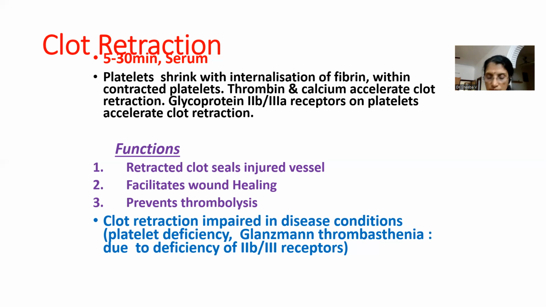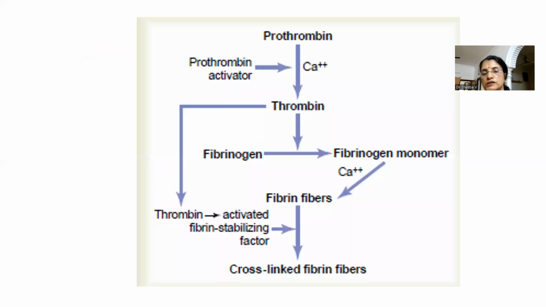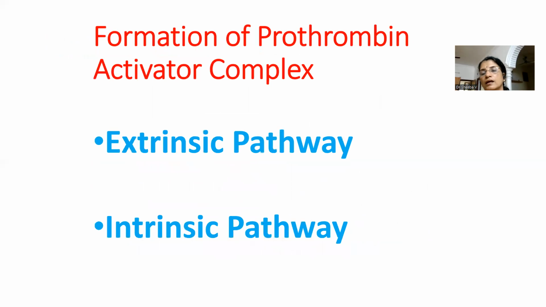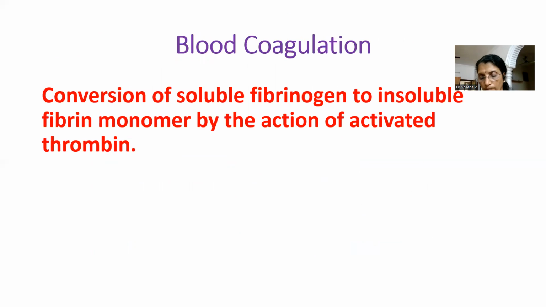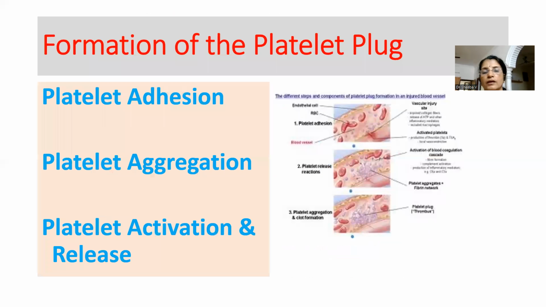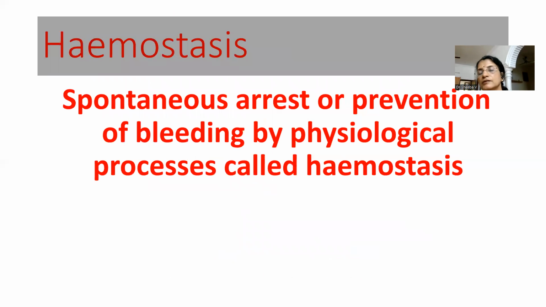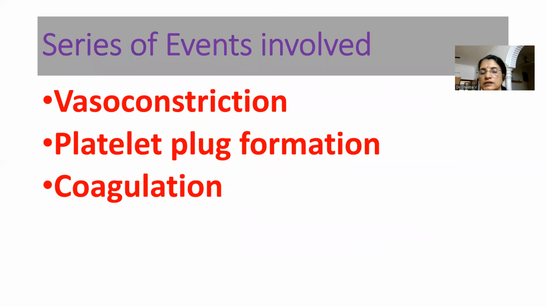Once more, hemostasis is the prevention of loss of blood when an injury occurs. Hemostasis can be defined as the spontaneous arrest or prevention of blood loss, and this occurs by vasoconstriction, platelet plug formation, and coagulation. Vasoconstriction is the constriction of the blood vessels at the injured site to reduce the loss of blood through that injury.